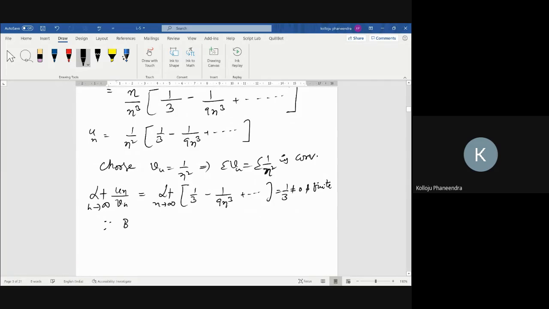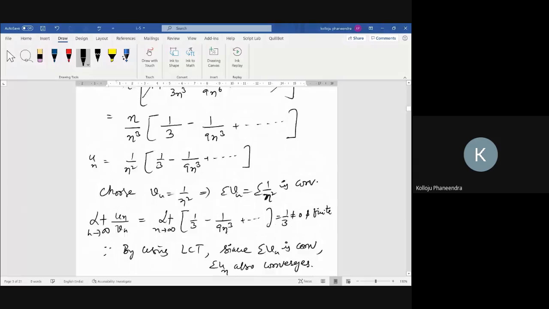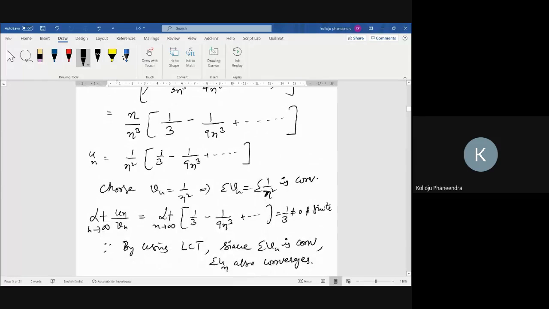Therefore, by using the limit comparison test, since sigma vn is convergent, sigma un also converges. This is the problem: cube root of n cube plus 1 minus n. Any more doubts?